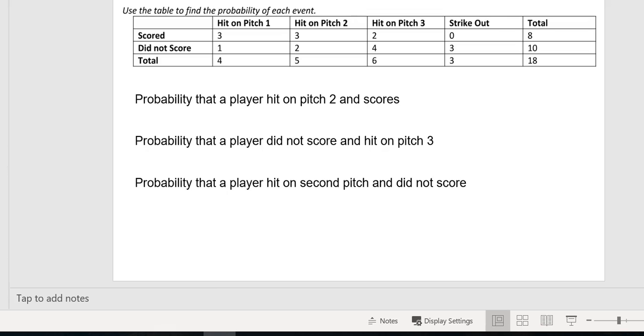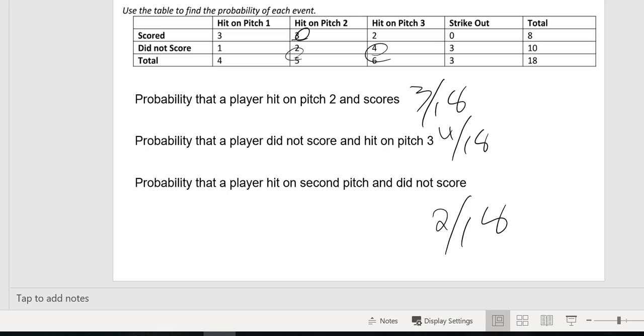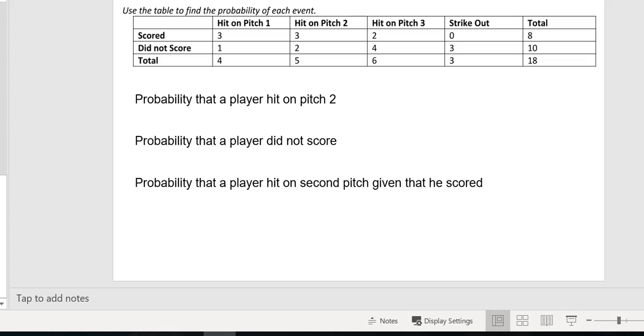Alright, find the probability that the player hit on pitch 2 and scored. Pitch 2, scored, 3 over 18. Find the probability that the player hit on the third pitch and did not score. 4 over 18. What's the probability that a player hit on the second pitch? So how many players hit on the second pitch? Well, that's 5 over 18. What's the probability that a player did not score? 10 over 18.